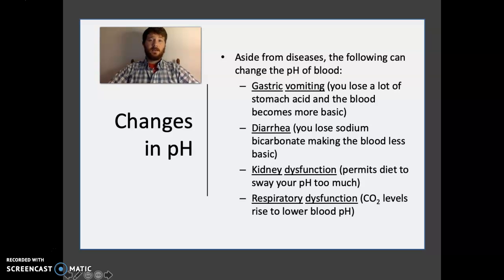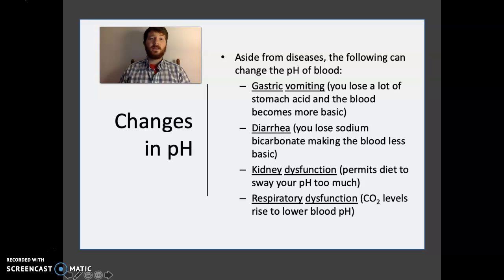Diarrhea can change the pH of blood because of the loss of sodium bicarbonate, which is produced in a couple different places in your digestive line, particularly the pancreas. And so the sodium bicarbonate is a very basic molecule, and so if you have diarrhea, it increases the acidity of blood. And kidney dysfunction permits your diet to sway your pH too much.